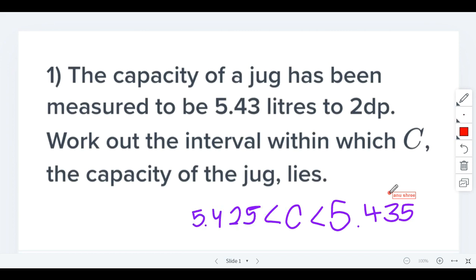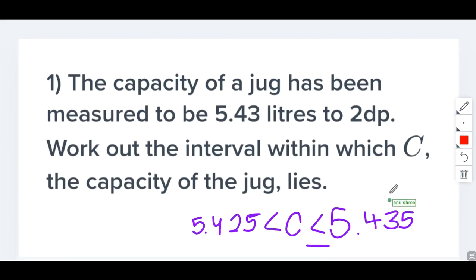Is that right? 5.425 to 5.435. Yes, that's correct. Cool. Okay, see this one.